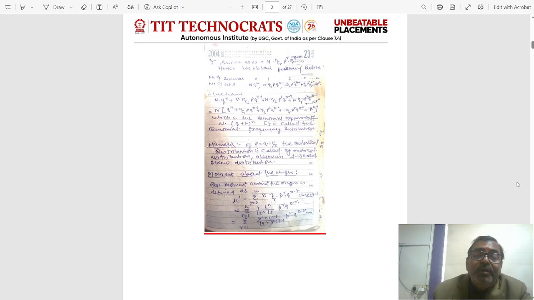Now here first we define a moment about the origin. The first moment about the origin is defined as mu1 dash equal to summation r varying from 0 to n of r nCr p^r q^(n-r), where p + q = 1.